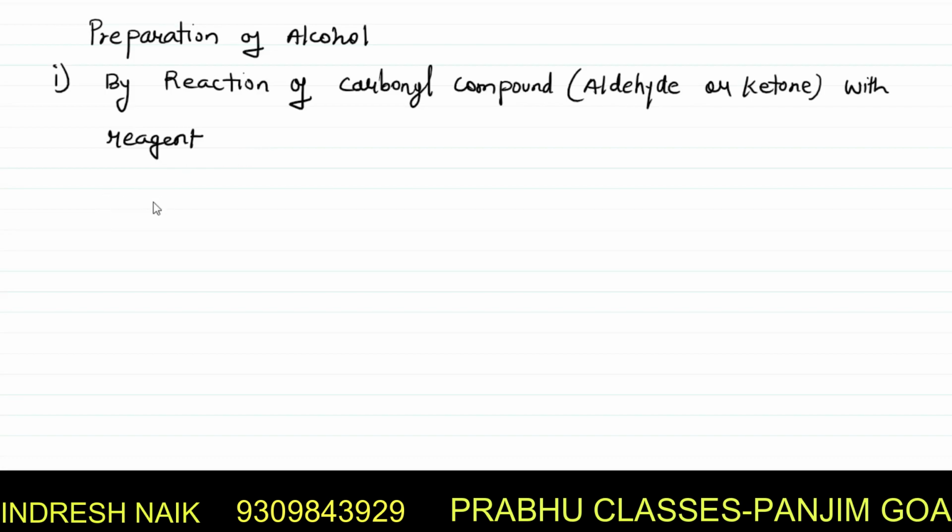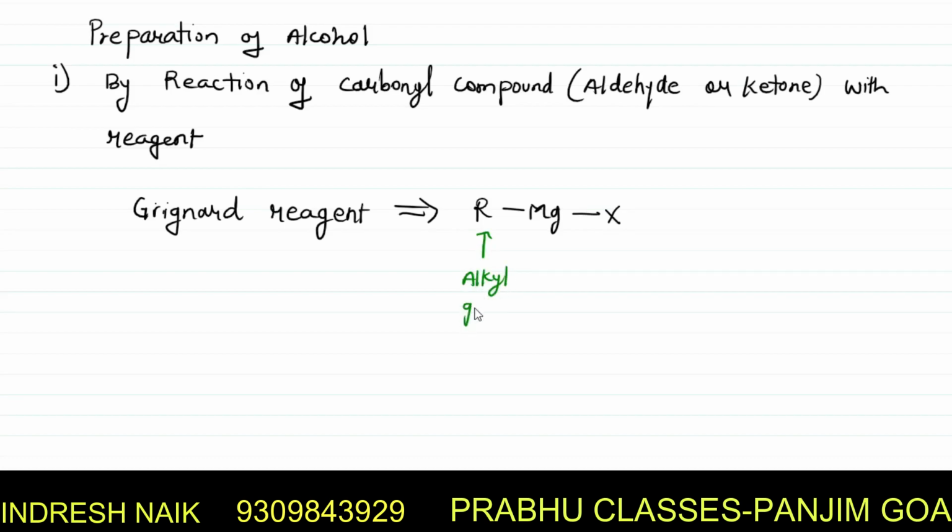So first we'll learn what a Grignard reagent is. Its general formula is RMgX, where R is an alkyl group, and X is a halogen like fluorine, chlorine, bromine, or iodine. First we have to know what a Grignard reagent is, then we'll do the reactions.